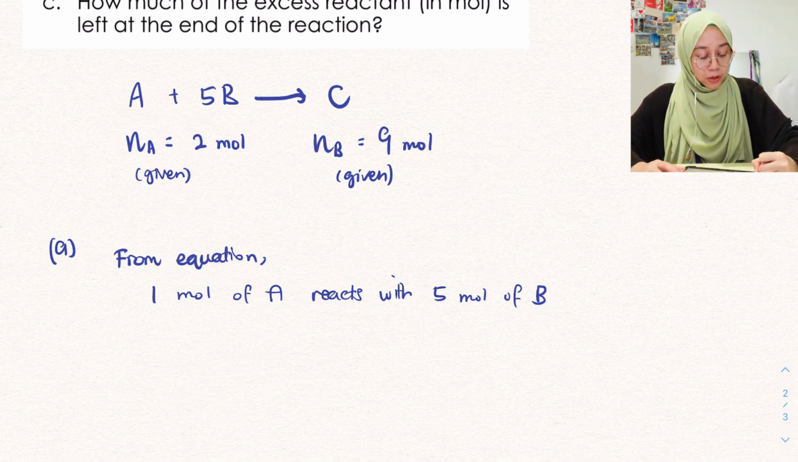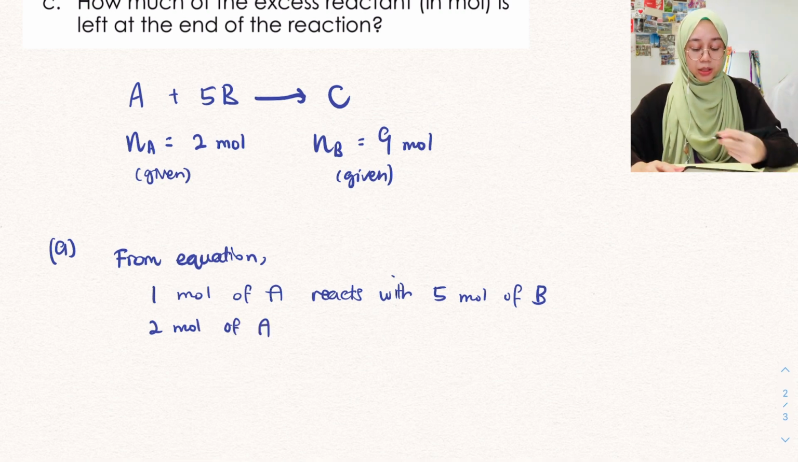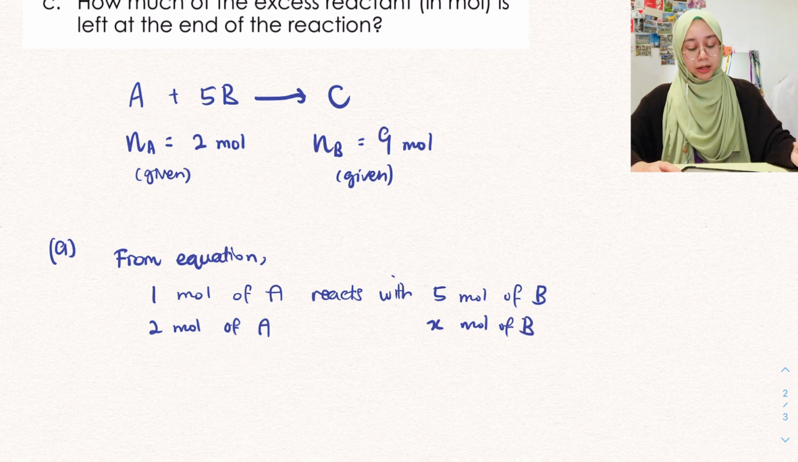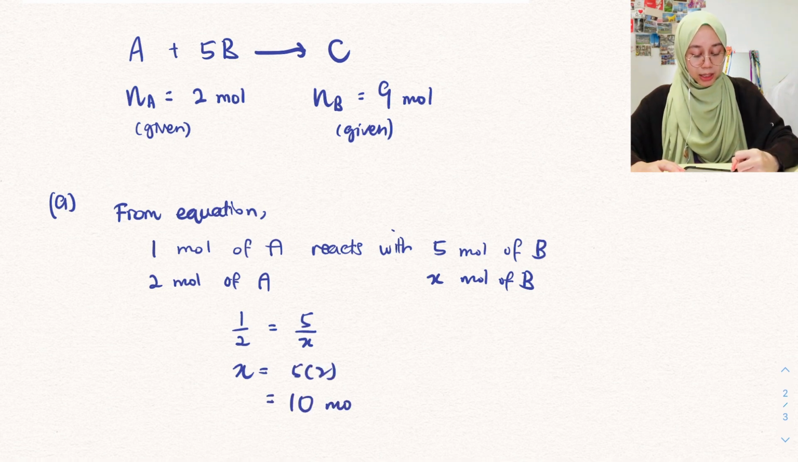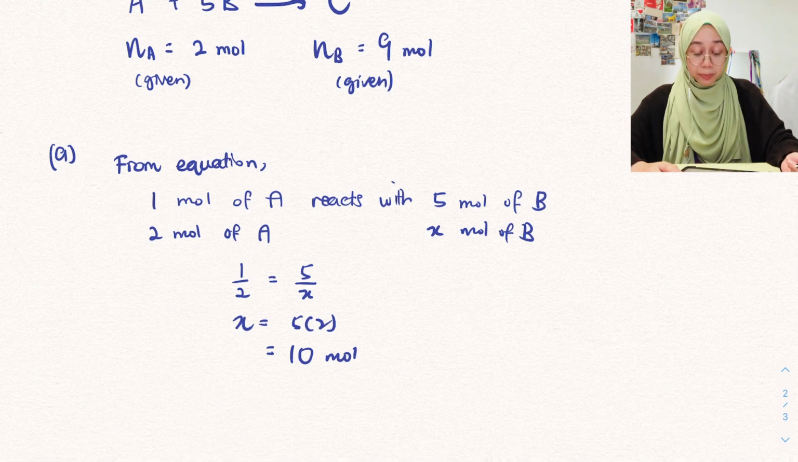Okay, so since ada 2 mole of A, okay, bermaksud kita punya B would be X mole then. Okay, therefore kita nak cari X value. X is 2, so 1 divided by 2 equals to 5 divided by X, therefore X is equals to 5 times 2, so you get 10 mole dekat sini. Okay, so 10 mole ni mole siapa sebenarnya kelas?